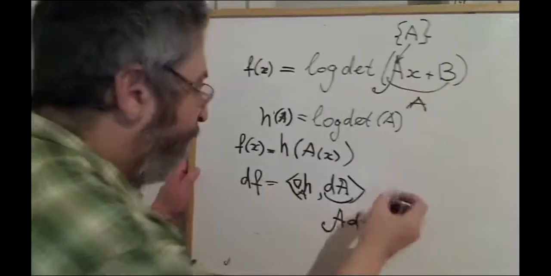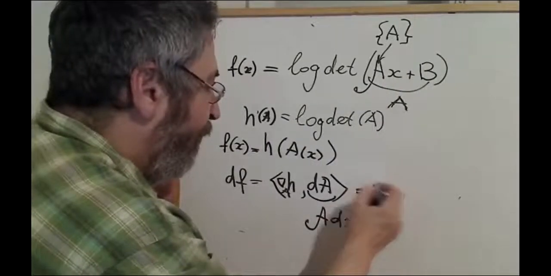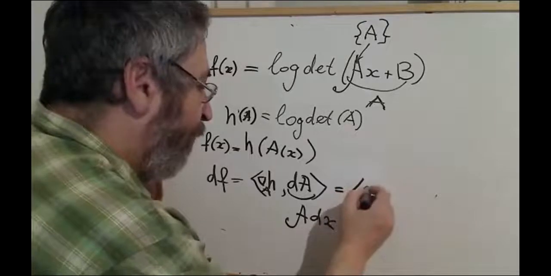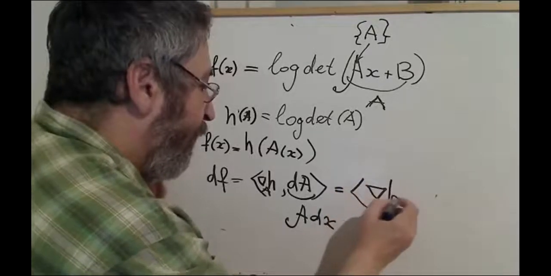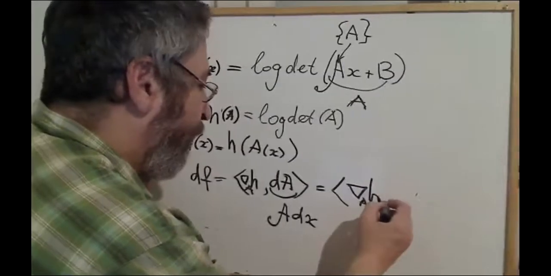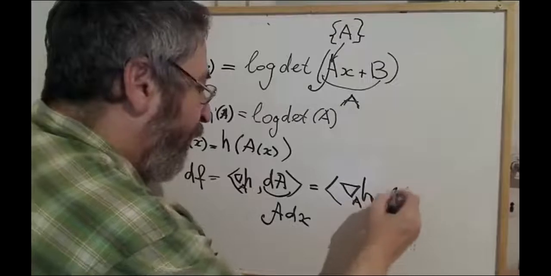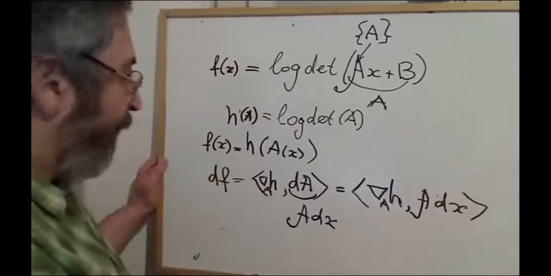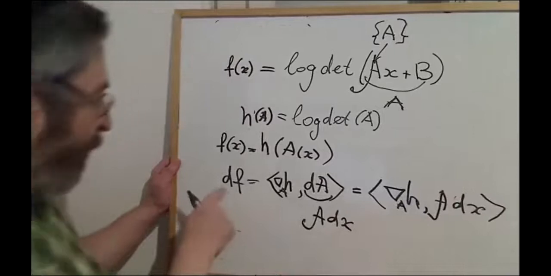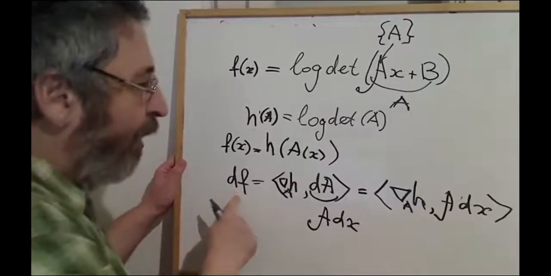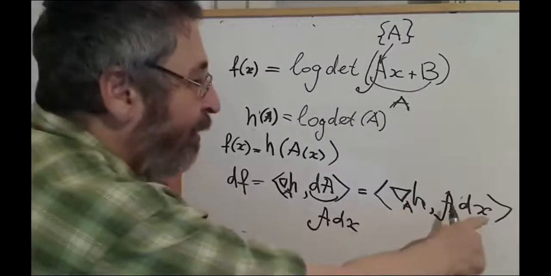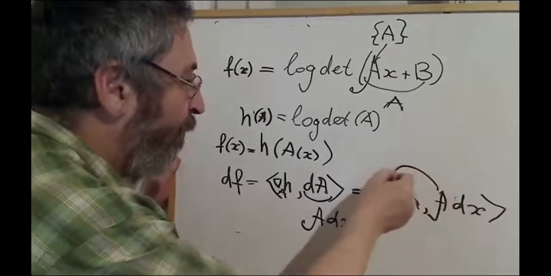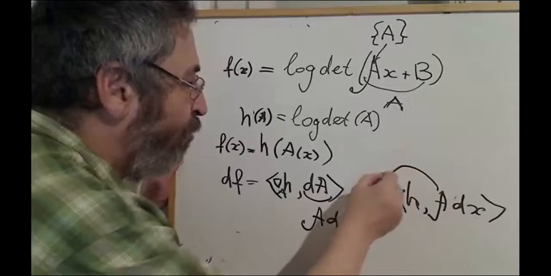So it's the gradient of H with respect to A, inner product with A calligraphic dx. And what we do in such situations, because we want our df to be an inner product of something with dx, we want dx to be alone. What we usually do is move the linear operator here, but it should be the adjoint, yes?